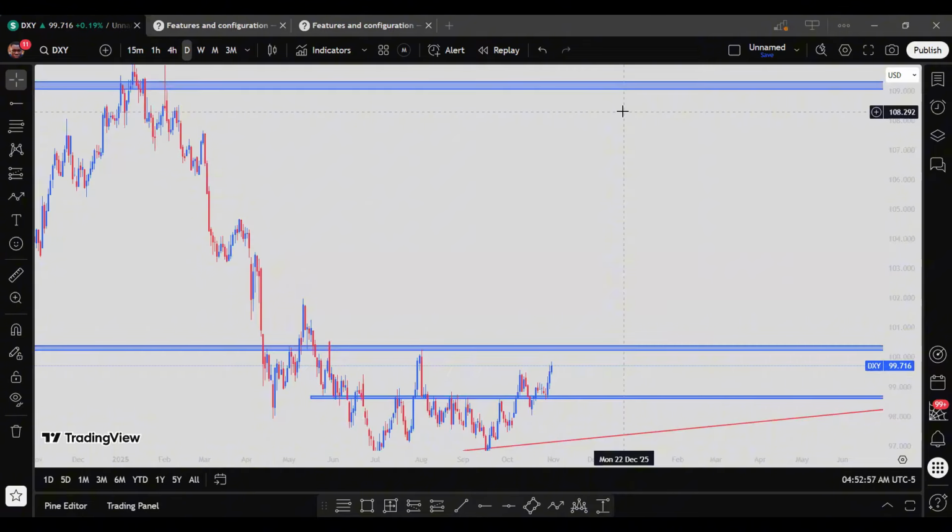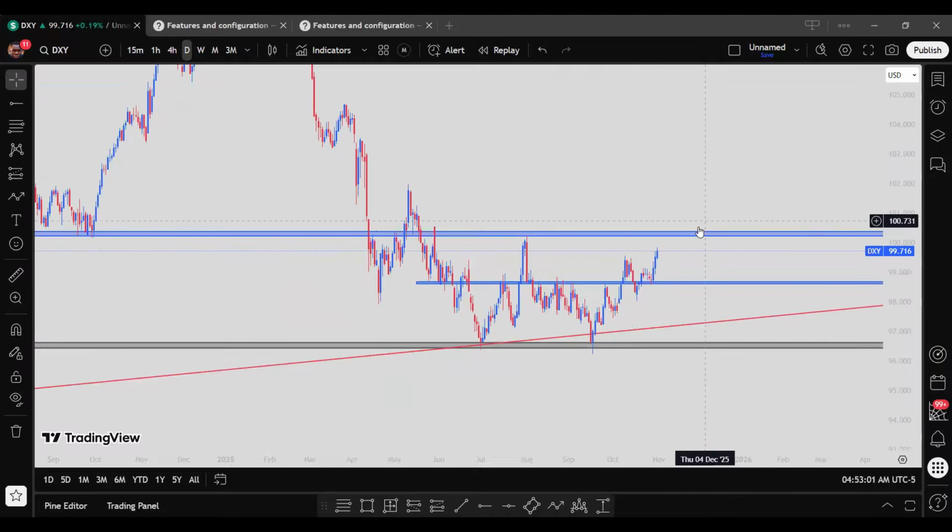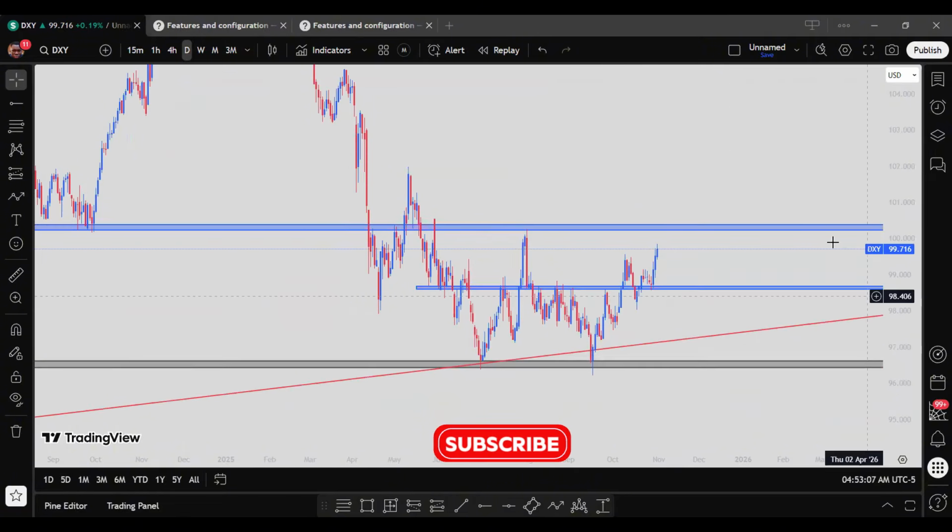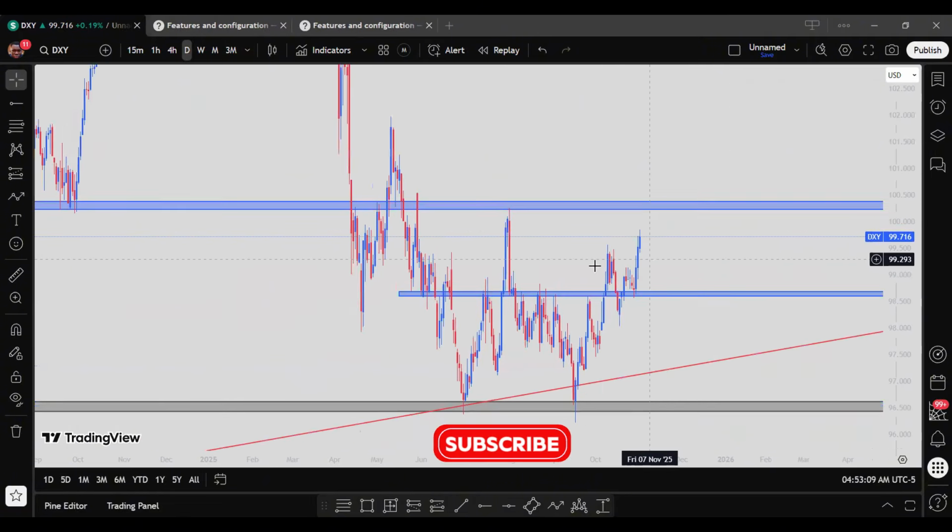So I'm still expecting price to continue heading back to the upside. Hopefully price breaks this key level next week. If price could break above this level here, I'll be still more bullish on the DXY, but I'm still very much bullish on it.